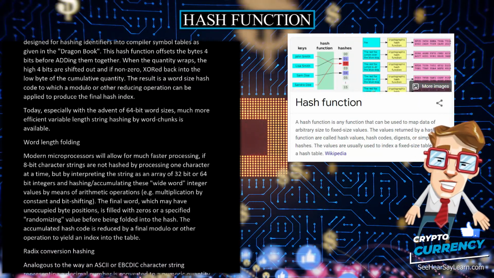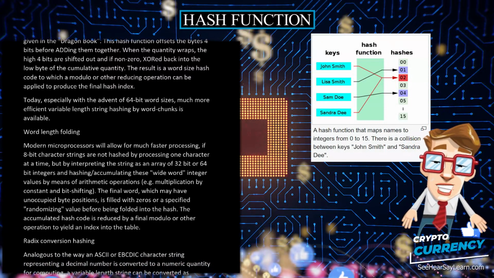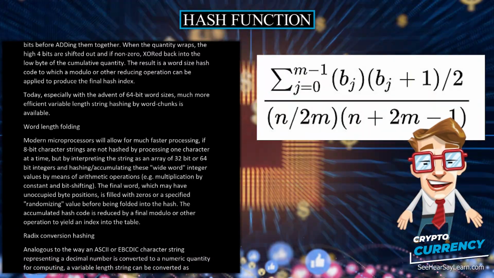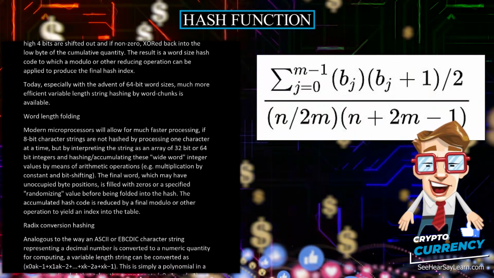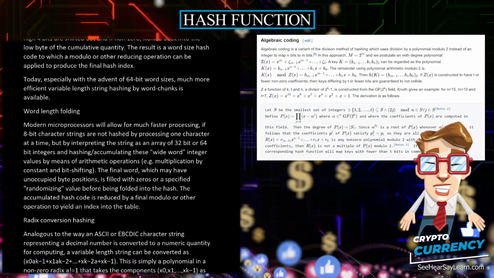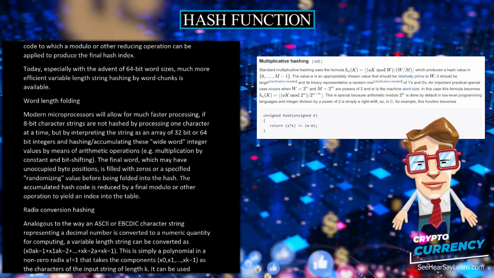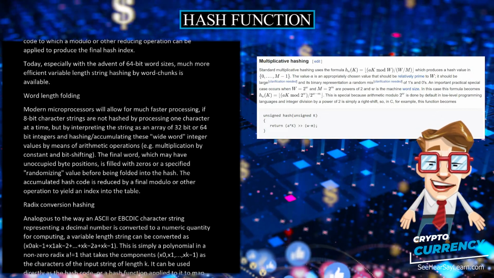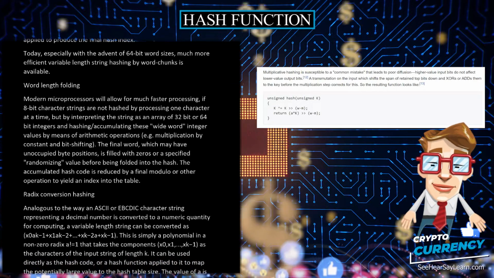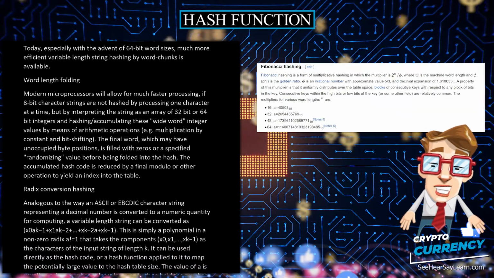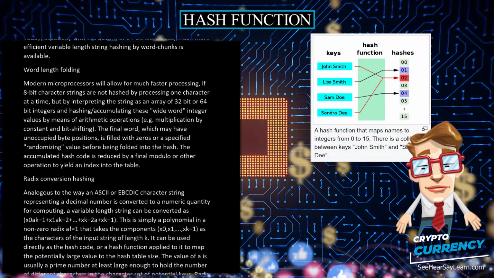Analogous to the way an ASCII or EBCDIC character string representing a decimal number is converted to a numeric quantity for computing, a variable length string can be converted as x0 a^(k-1) plus x1 a^(k-2) plus ... plus x(k-2) a plus x(k-1). This is simply a polynomial in a non-zero radix a != 1 that takes the components x0, x1, ..., x(k-1) as the characters of the input string of length k.